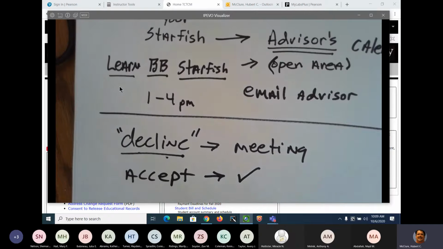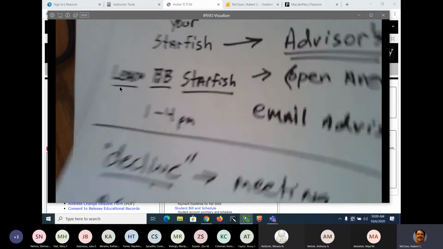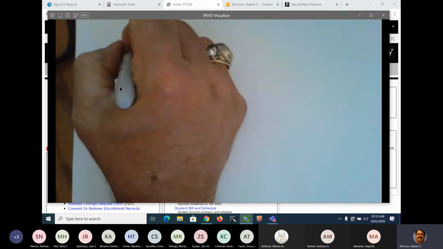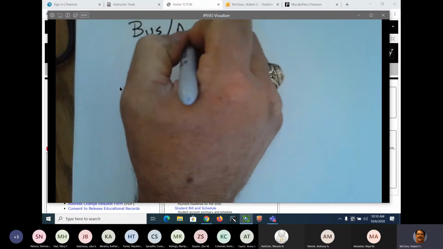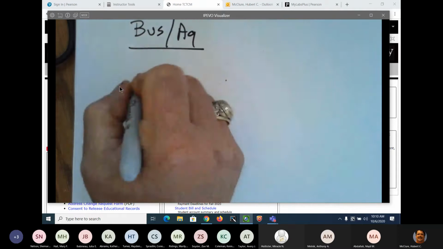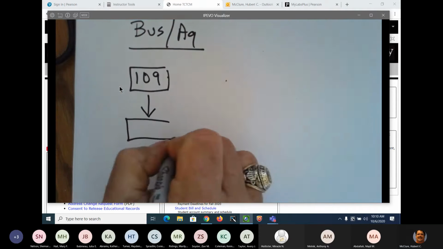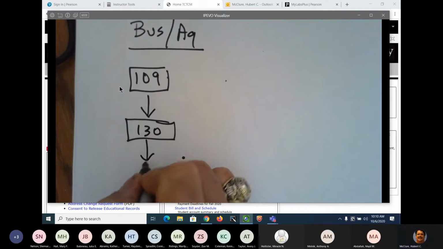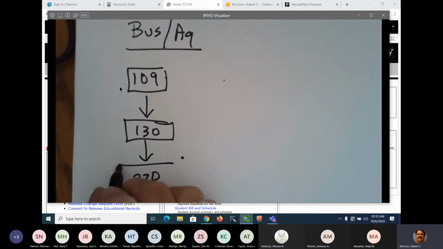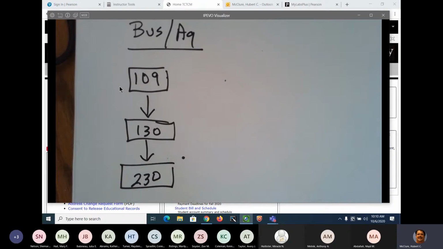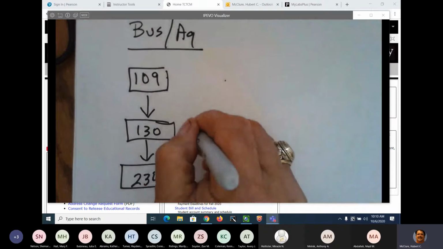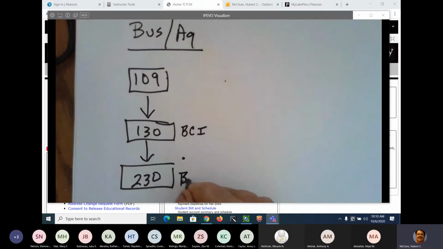Now, as far as math goes, if you are a business/ag major, your math is 109, 130, and 230. Once you finish 230, you are done with your math as far as your academic career, excluding a master's or a doctorate. Okay, this is Business Calc 1. This is Business Calc 2.